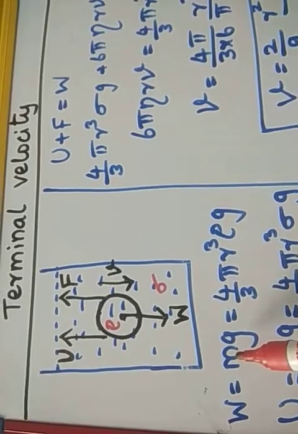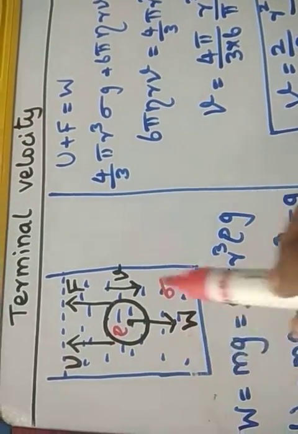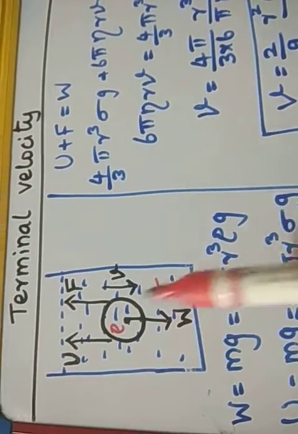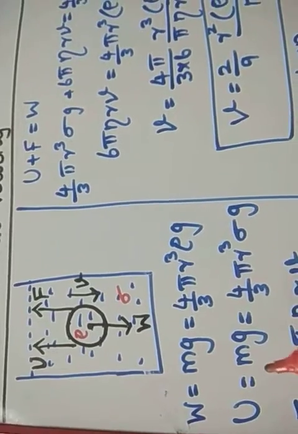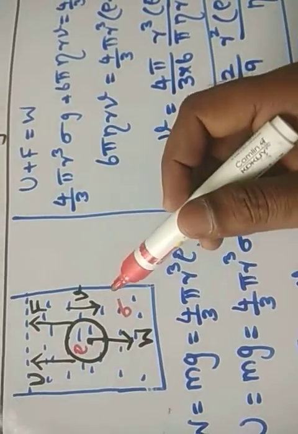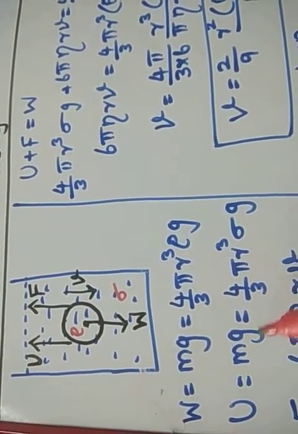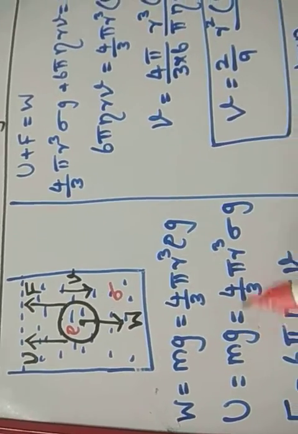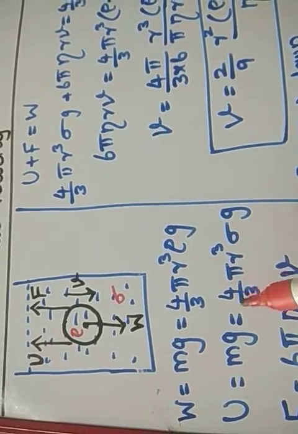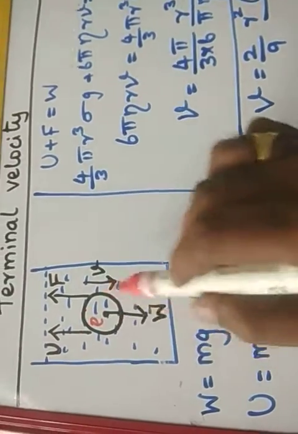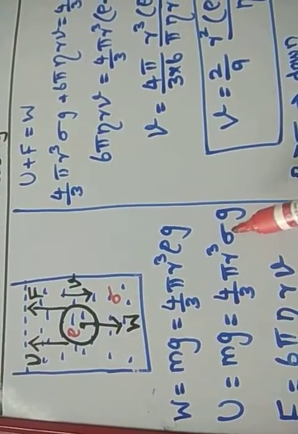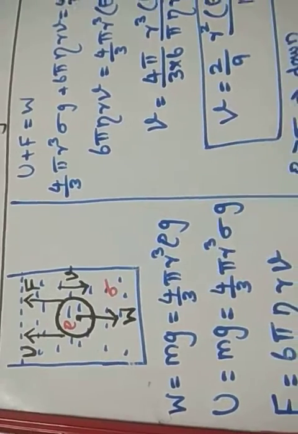Mass of the spherical body is equal to volume into density. Volume of the sphere is 4 by 3 pi r cube, and the density of the sphere is rho, so the weight is 4 by 3 pi r cube rho g. Then what about U? U is the upthrust, equal to the weight of the liquid displaced by this spherical body, that is m into g, mass of the liquid displaced into gravity. Mass of the liquid is volume into density. The volume of the liquid displaced is equal to the volume of the sphere, because only the sphere displaces this liquid. So 4 by 3 pi r cube, the density of the liquid is sigma, into g.